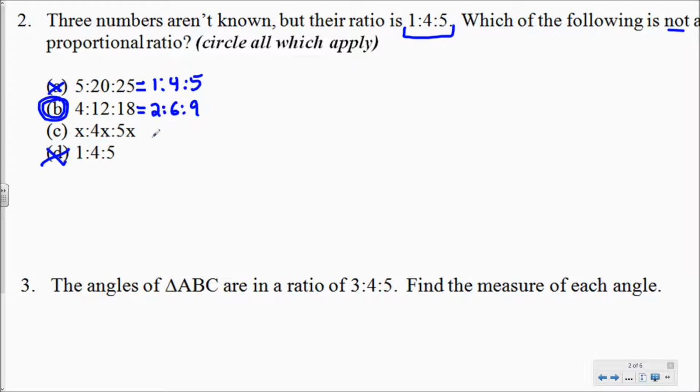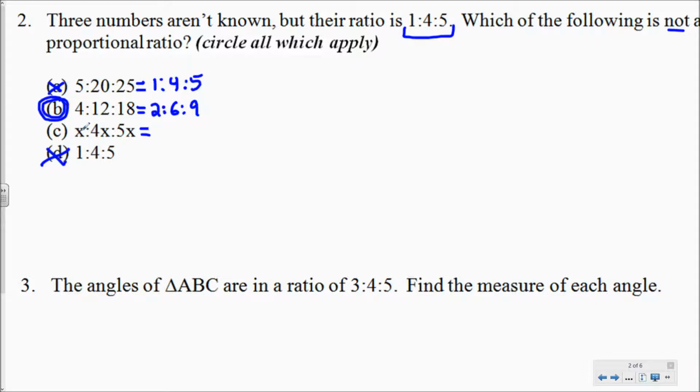So then, is that the only one? Well, let's look at part C. Now, part C, just like part A, or question A, has a common factor in it. The common factor in A was 5, and I was able to reduce all three numbers by a factor of 5. The common factor in C is x, so I can divide each term by x.